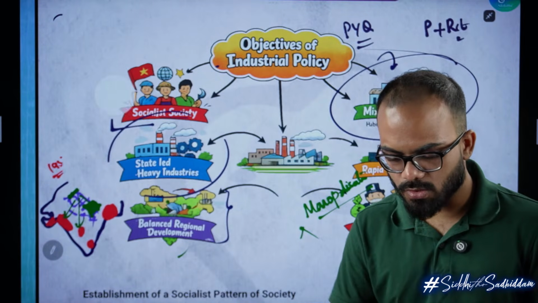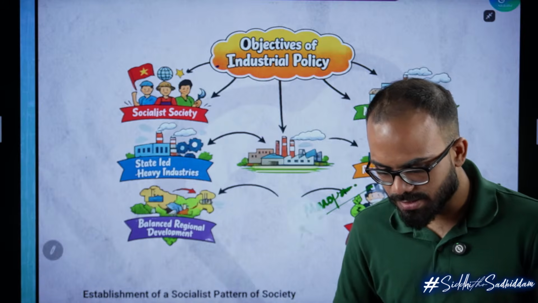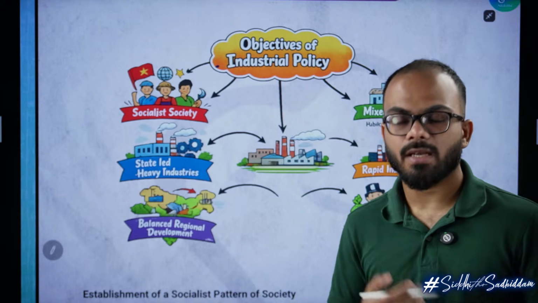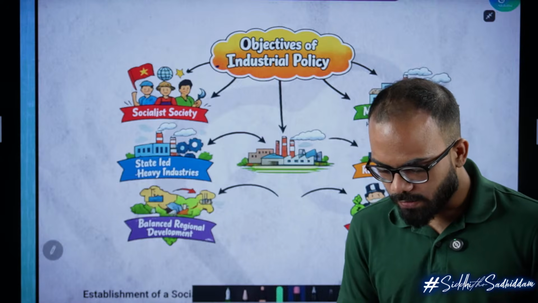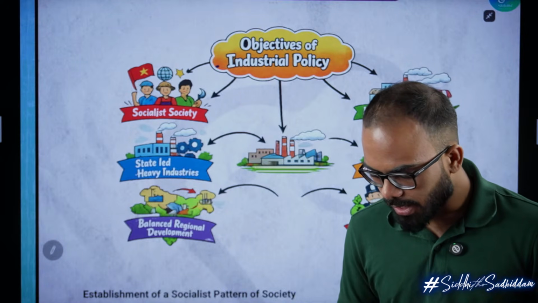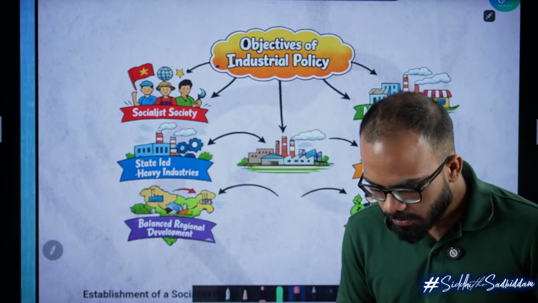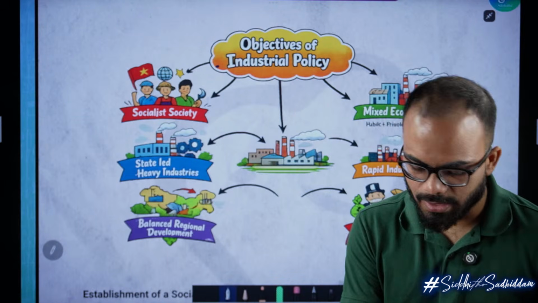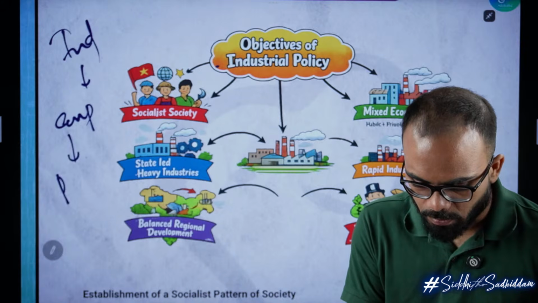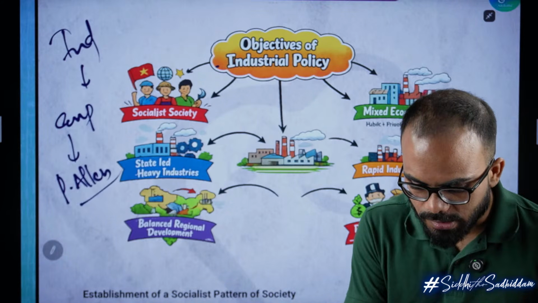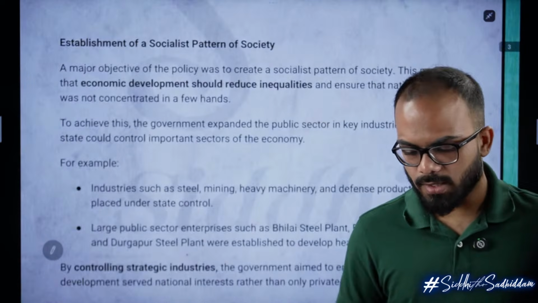It is establishing a socialist pattern of society with a mixed economy. You wanted state-led heavy industries, balanced regional development, and they wanted rapid industrialization, because they thought that rapid industrialization would lead to a lot of job opportunities, etc. Right? Industrialization would lead to employment, would lead to poverty alleviation, etc. This was the thought process. So considering all these things, industrial policy was brought in.